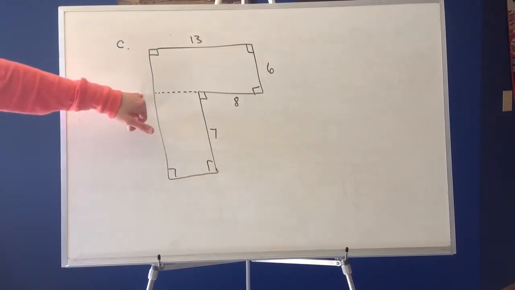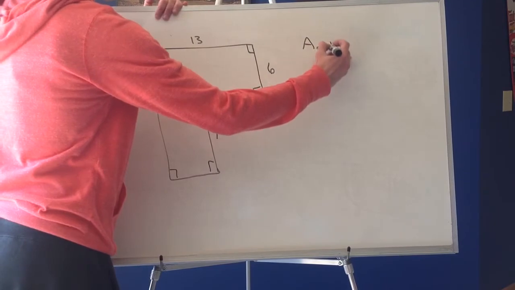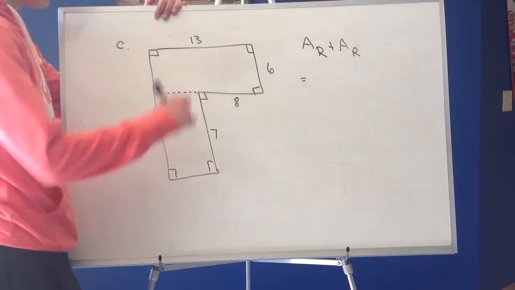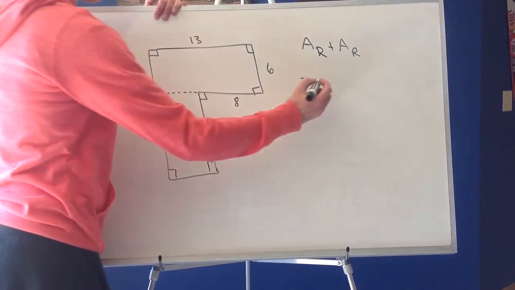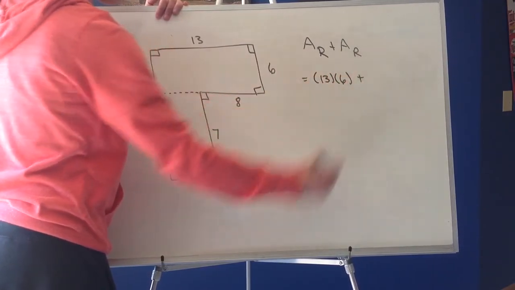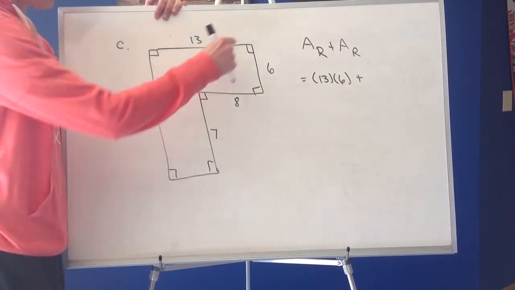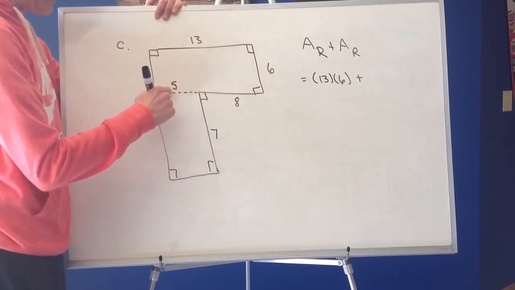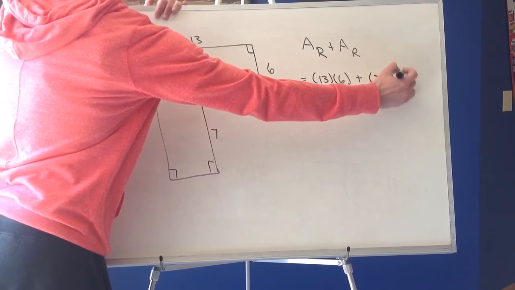Since I drew this one first, I'm going to go with this one. So it's two rectangles, so it'll be area of rectangle plus area of rectangle. If I do the top rectangle, it's fairly easy because I have the 13 and I have the 6. This one I have 7, but I have to find this part. Well, if the whole thing was 13 and I have 8 here, that leaves me 5 for this guy. So it ended up being 7 times 5 for the other one.